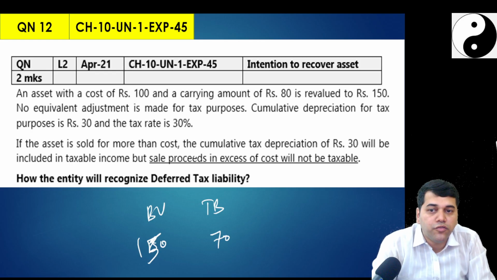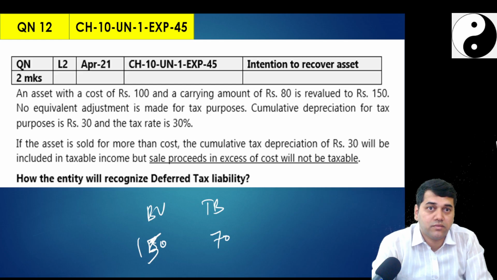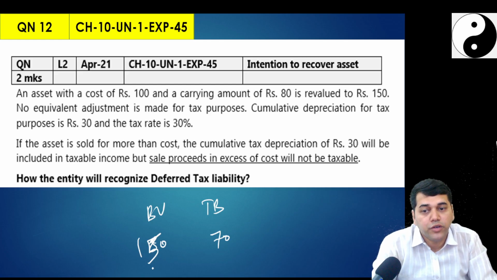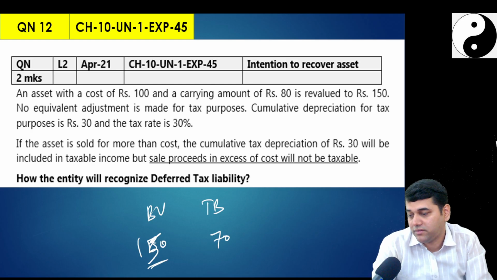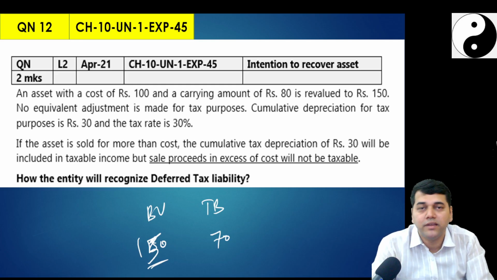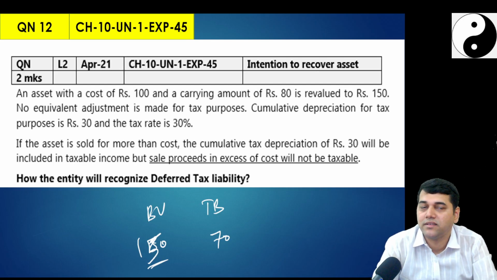Now, if the asset is sold for more than the cost, what happens? If you really sell at 150, the cumulative tax depreciation of 30 will be included in taxable income, but the sale proceeds in excess of the cost will not be taxable. So how much will you be taxed? The depreciation part will be taxed. Revaluation is not taxed.